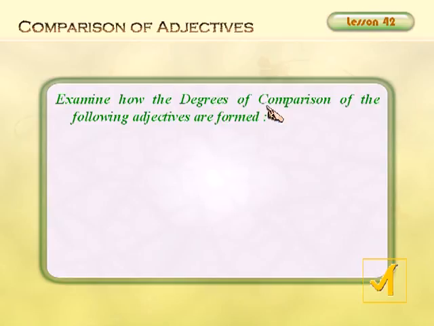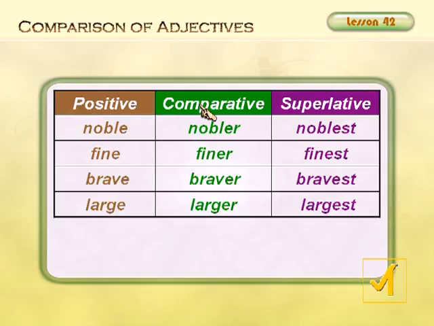Examine how the degrees of comparison of the following adjectives are formed. Positive, comparative, and superlative. So, to the positive, when you add ER, it becomes comparative. When you add EST, it becomes superlative. So, these are called regular comparisons. Noble, nobler, noblest. Fine, finer, finest. Brave, braver, bravest. Large, larger, largest. In all these words, in the positive degree, when you add ER to that word, it becomes comparative. When you add EST, it becomes the superlative degree.